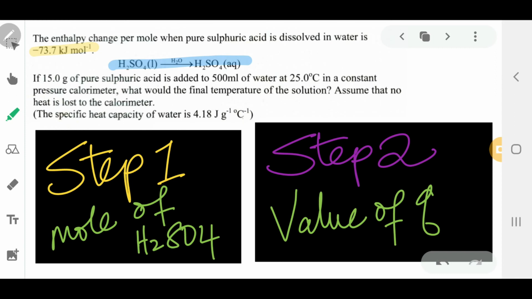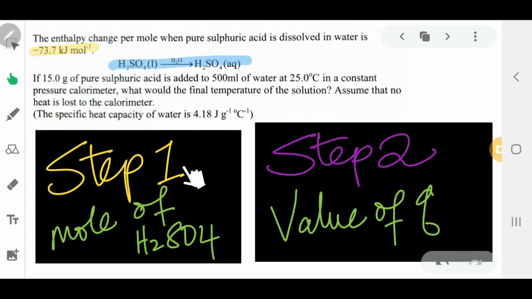Still, this one is going to be using a calorimeter. Why? Because it used the word calorimeter over here, and you have water being dissolved in pure sulfuric acid. So nothing is being burned. If you wanted to use a bomb calorimeter, the sulfuric acid would be burned. But in this case, you have the sulfuric acid and the water added together, and the reaction of adding sulfuric acid and water will release heat. And that heat being released can be measured by using a coffee cup calorimeter.